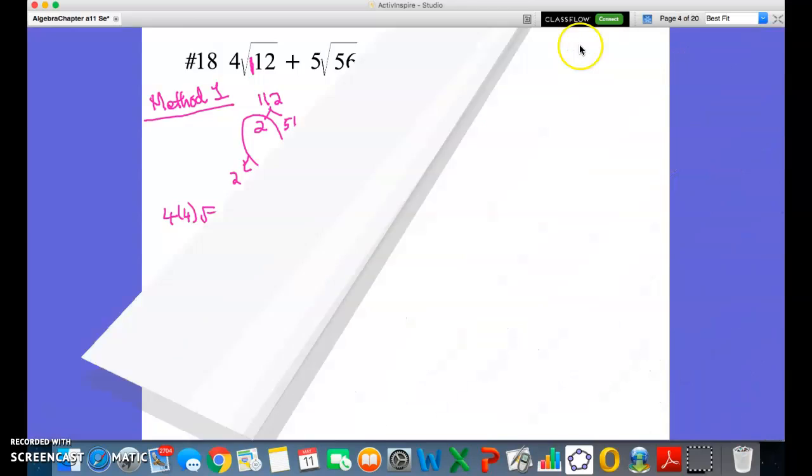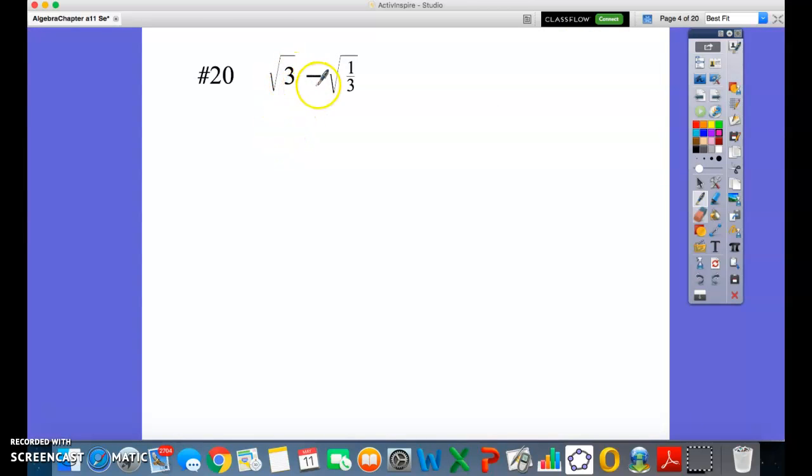Now try the next one. Square root of 3 minus square root of 1 over 3. So I can rewrite this as square root of 3 minus square root of 1 over square root of 3. Now, this one I need to simplify. How do I simplify? I need to rationalize the denominator. In order to rationalize, I need to multiply the numerator and the denominator by square root of 3. So I get square root of 3 minus square root of 3 over 3.